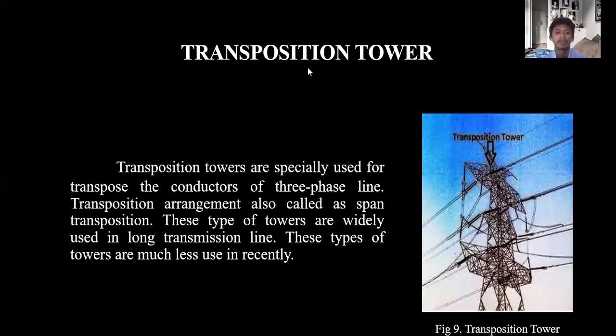Number 3, transposition tower. Transposition towers are especially used to transpose the conductors of a three-phase line, also called span transposition. This type of tower is widely used in long transmission lines.